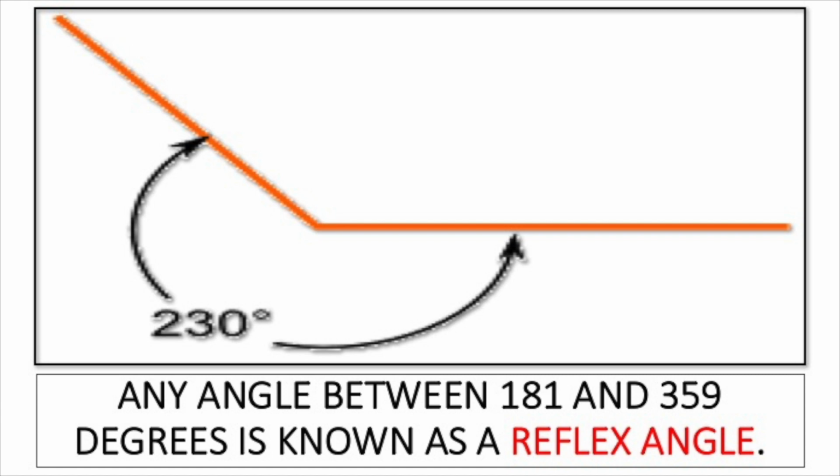230 degrees. Notice how the vertex is on the outside. The angle here, if it was on the inside, it wouldn't be reflex. The angle here would be obtuse. So for the reflex angles, we always need more than 180 degrees.